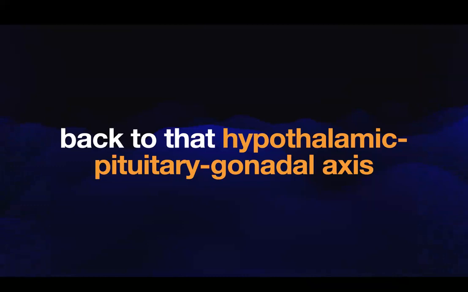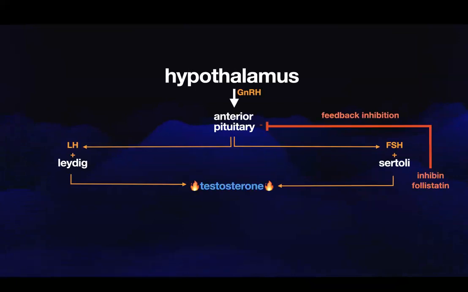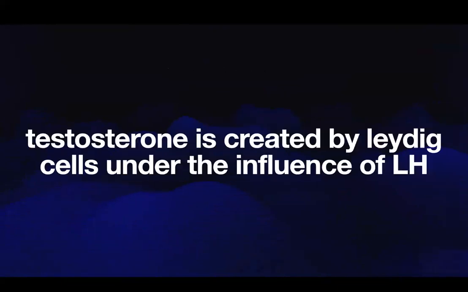But anyway, back to that beautiful hypothalamic pituitary gonadal axis. Again, this is the same structure that we went through, right? And this is where the inhibition and the feedback inhibition kicks in. The Sertoli cells produce inhibin and follistatin, which inhibits the anterior pituitary, and they produce something called activin, which increases the activation of the anterior pituitary. So they will either decrease further testosterone production or do the exact opposite.